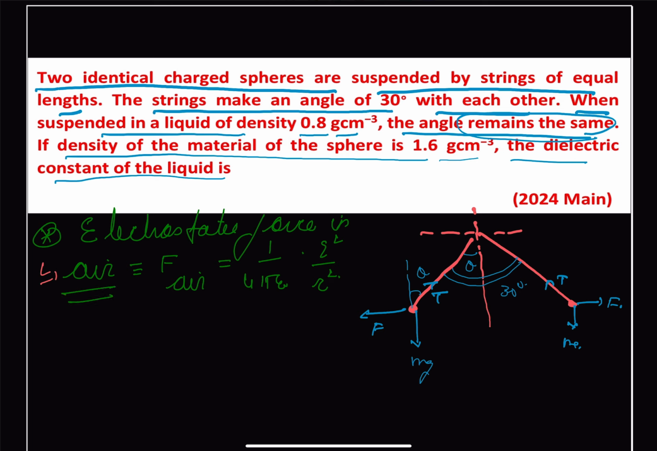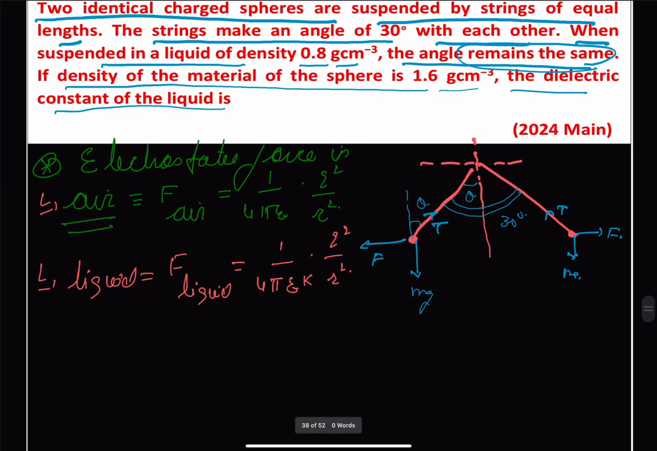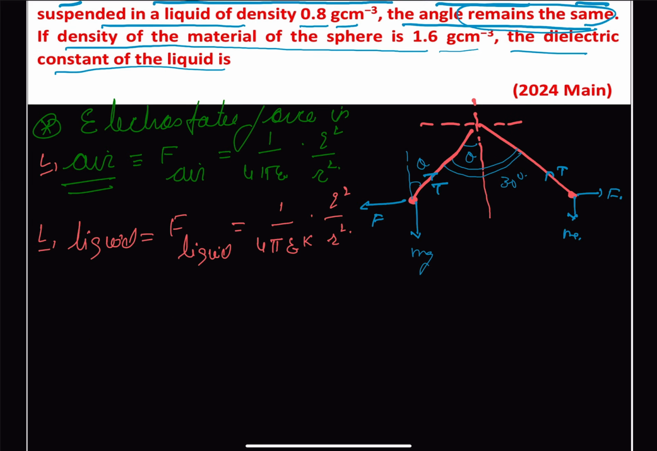Air, and this is our liquid, and we can call this F liquid, and its dielectric constant is K. So we can say this will be equal to 1 upon 4 pi epsilon naught times K, and the angle has to be the same, so this will be q square upon r square. So we can easily write that our F liquid will be equal to F air divided by K.